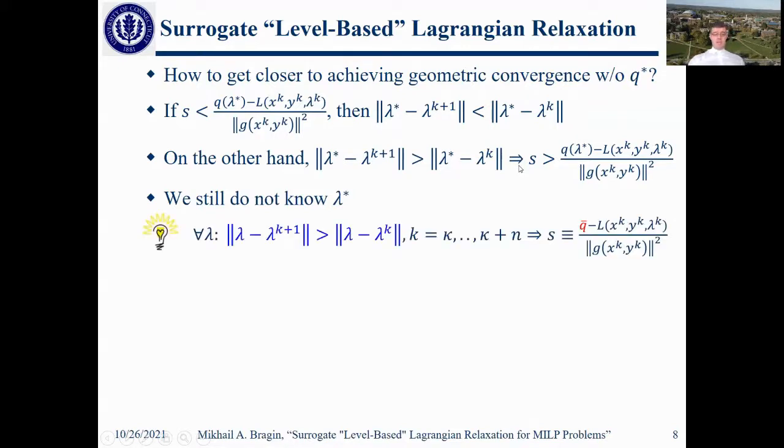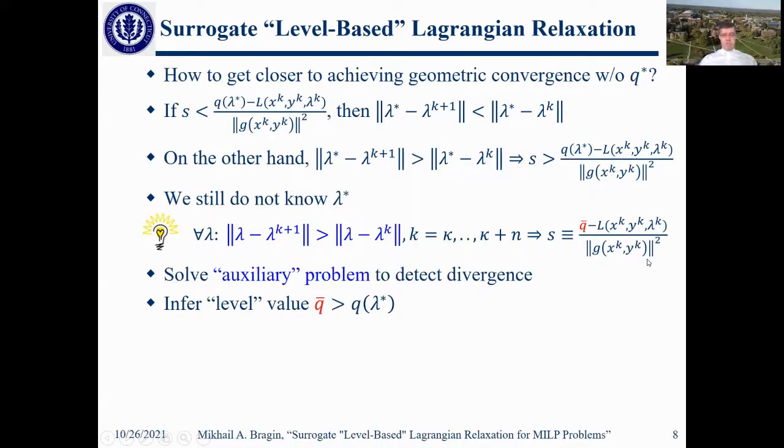Here's the idea. If during n iterations, we can detect that multipliers do not converge to any value, including the optimal dual value, that would also be only possible when the step sizes are too large. So there exists an overestimate of the optimal value, and step size equals this quantity.